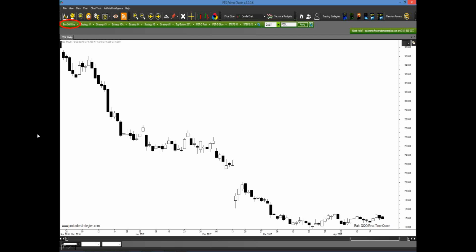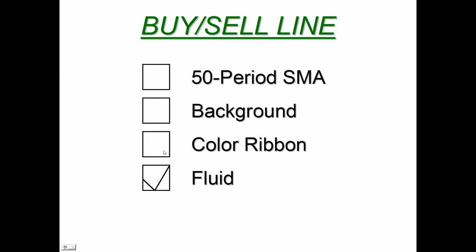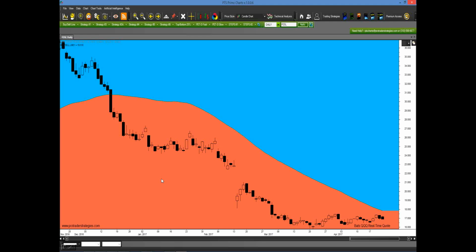We'll look back at Fossil once again, and we click on the buy-sell line tab at the upper top of our PTS Primo charts, and we come down to the bottom, the fluid feature. Automatically, we have the buy-sell line, which is a 50-period moving average, but anything below is colored red and anything above is colored blue. What's so great about this is that since we can see the slope of the 50-period moving average, that automatically tells us that we're in a very strong momentum move to the downside. So this automatically tells us the momentum because we've moved from kind of a sideways downward slope to a very strong, almost 45-degree downward slope.